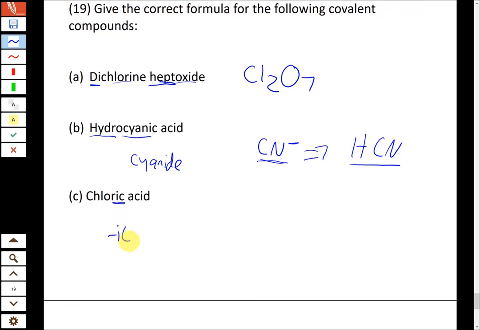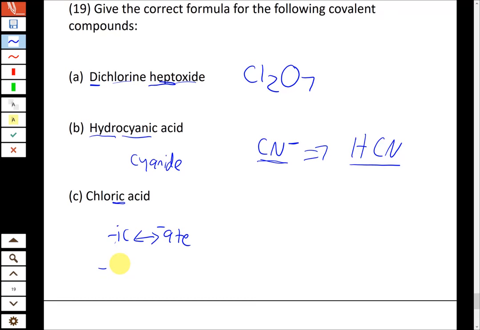So to find the anion that's associated with it, IC goes with an ATE ending. I'm trying to draw a double arrow and I'm losing it here. Double arrow, there we go. So an IC acid comes from an anion that has an ATE ending. Yes? So we're getting there, yep.